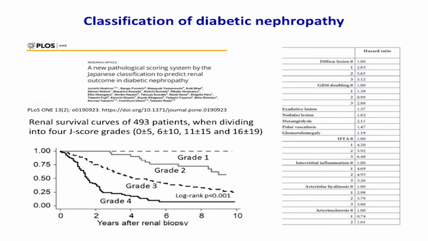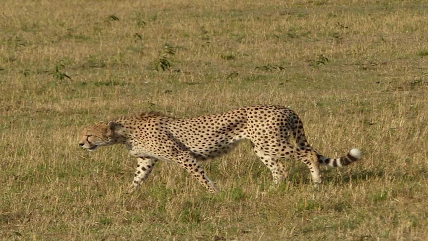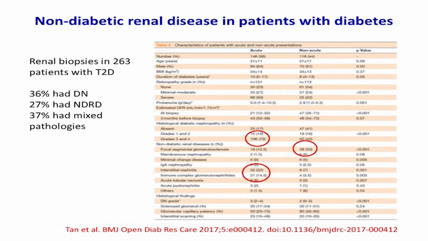So I would advise pathologists to include much of the information, but focus on the interstitial and tubular changes. Right, finally, item 3, the one we all voted for: excluding non-diabetic kidney disease in our patients with diabetes.